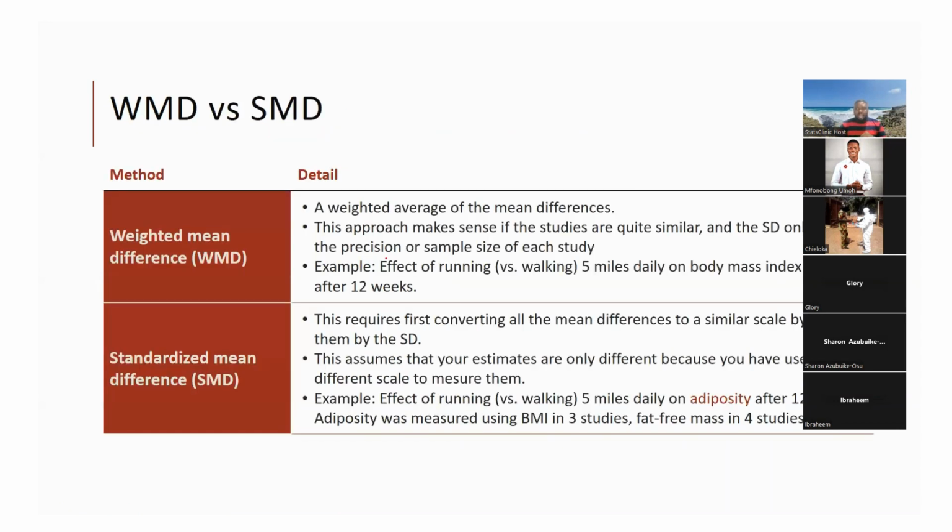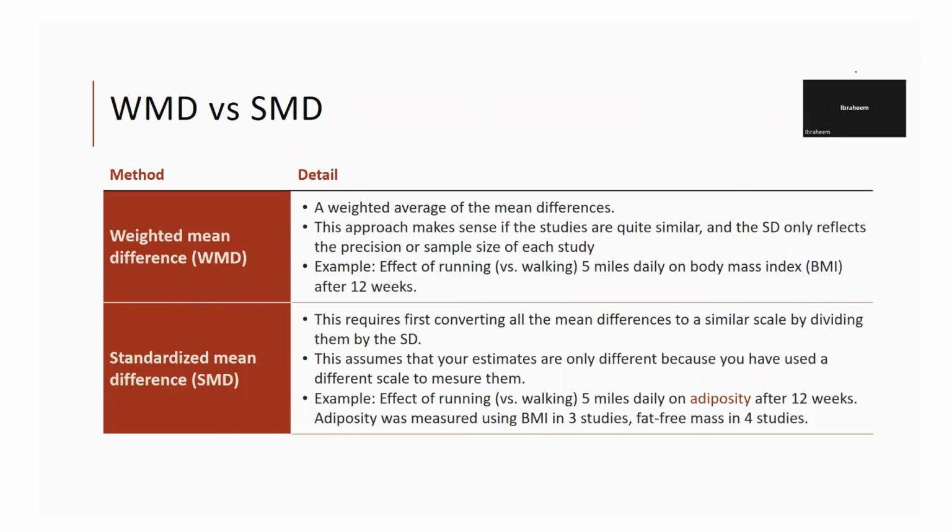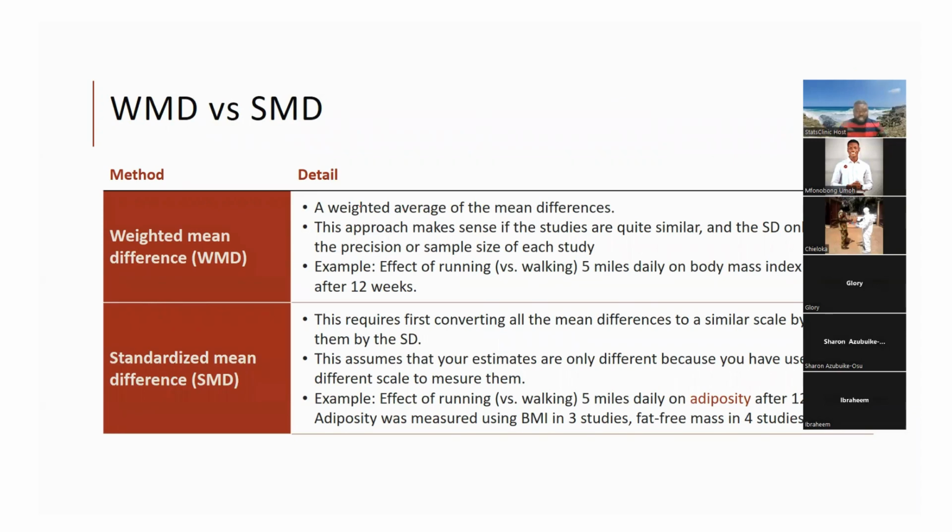Okay. So like I mentioned earlier, the weighted mean difference is really just the weighted average of the mean differences. And it's very similar to what we saw last week when we looked at fixed effects and random effects. And if you remember, we said the fixed effect only incorporates the weight from the standard error, while the random effect incorporates the weight from the standard error as well as the extent to which the studies vary from one another. So you can have fixed effects and random effects for weighted mean difference. You can have fixed effects and random effects for standardized mean difference.